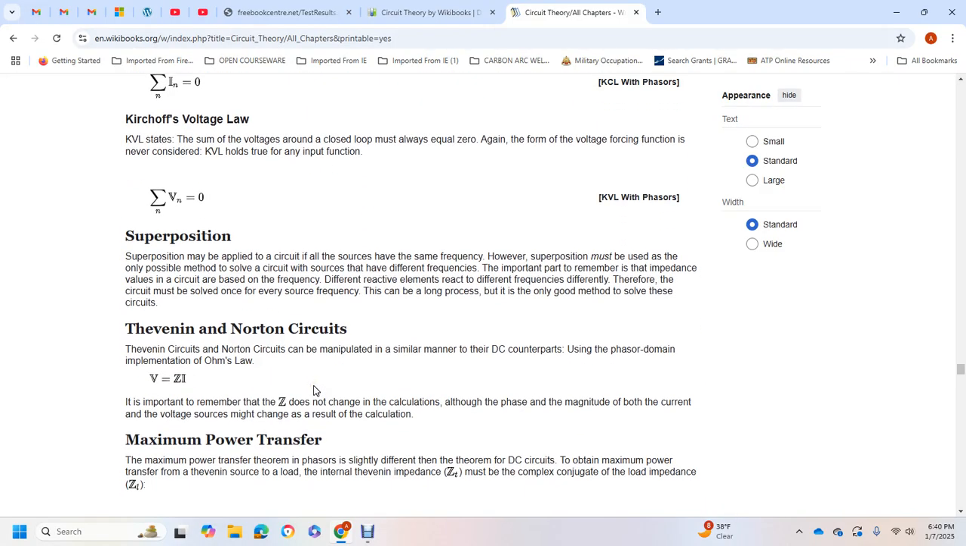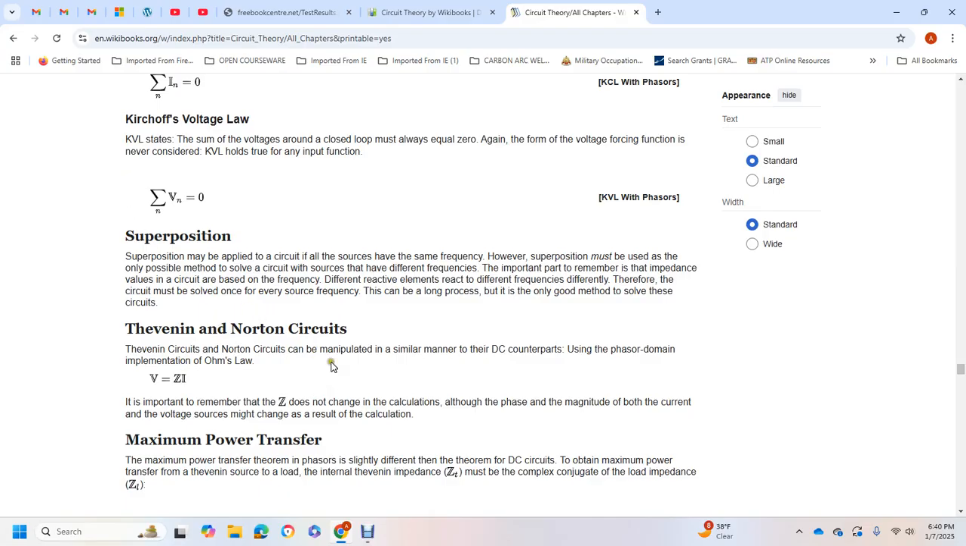Superposition may be applied to circuit sources with the same frequency. Superposition may also be used to solve a circuit with sources of different frequencies. It's important to remember that the impedance values of the circuit are based on frequency, since reactive elements react differently with frequency. The circuit must be solved once for each source frequency and the results summed. This can be a long process, but it is a good method to solve these circuits.